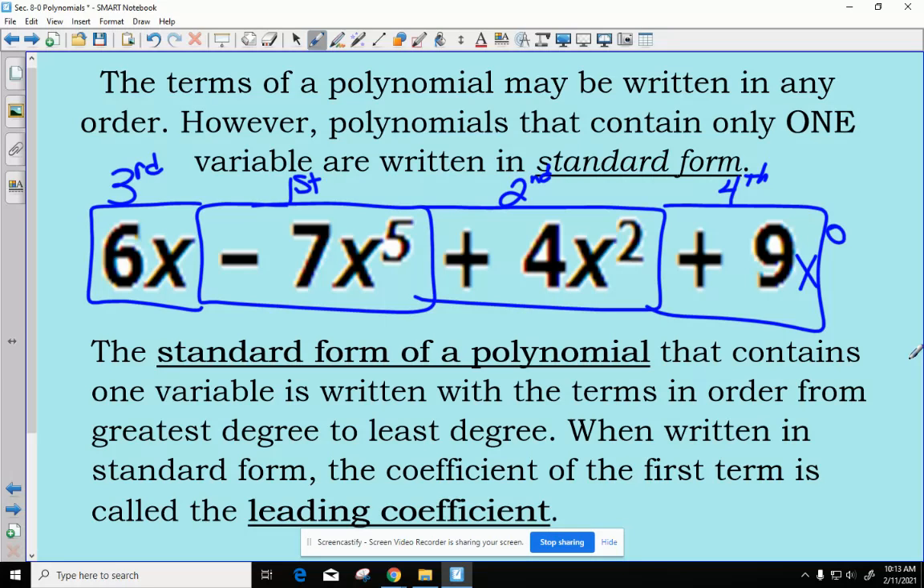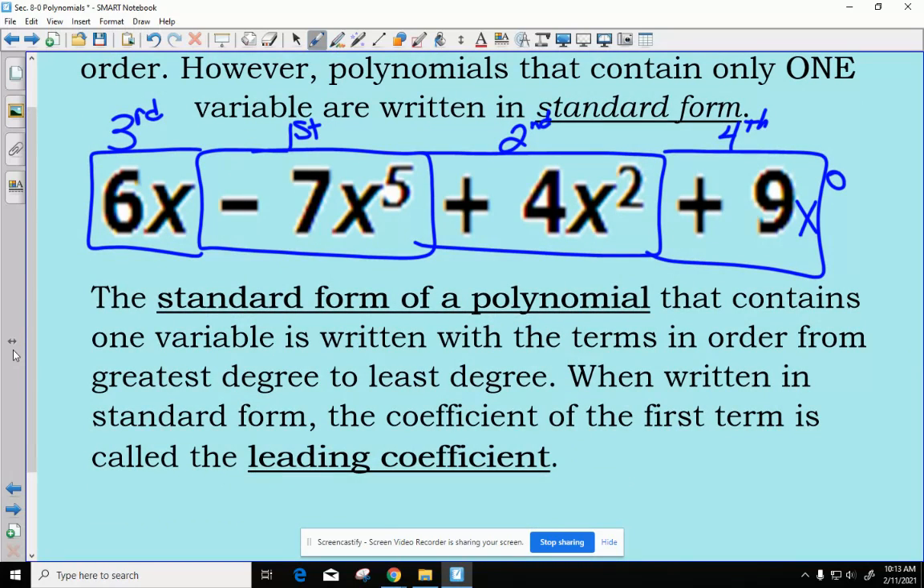All right. So that really could go on the end of there if you wanted to. Now, the last piece, you can kind of pull this from its definition. When you write something in standard form, the coefficient that's in the front of the first term is called the leading coefficient. You don't have a leading coefficient until you put it in standard form. So if I was going to write this negative 7x to the 5th first, what would be the leading coefficient? Mia, think you know? Negative 7.